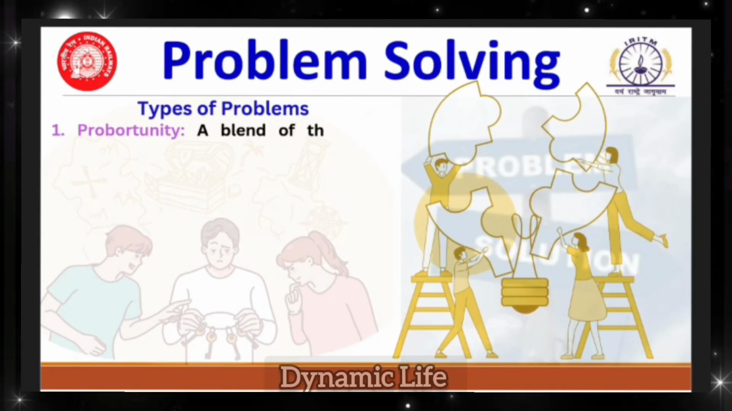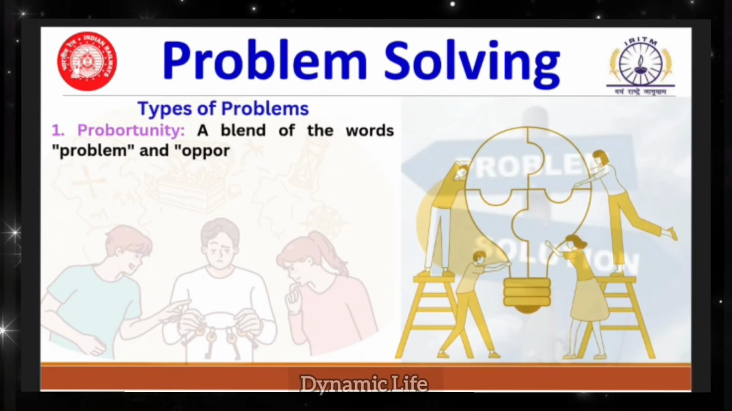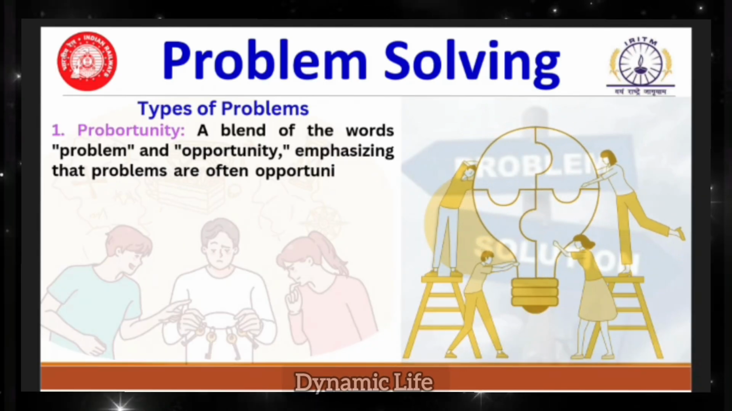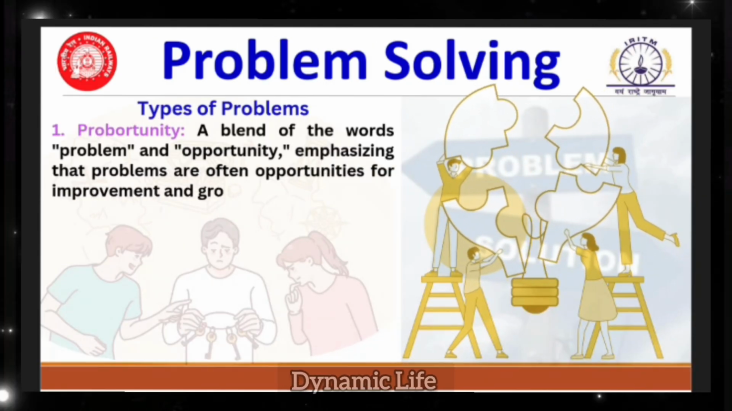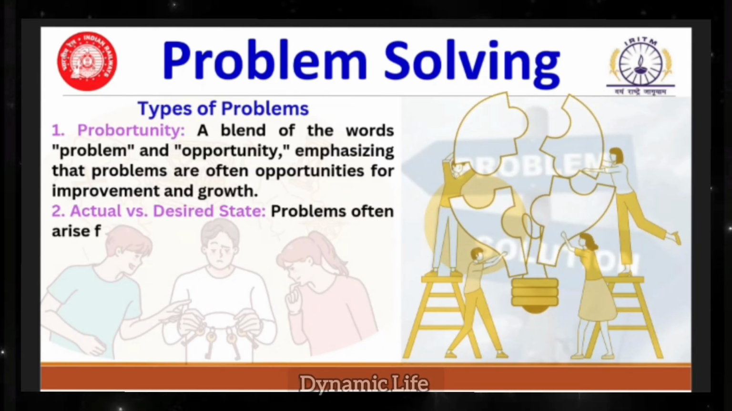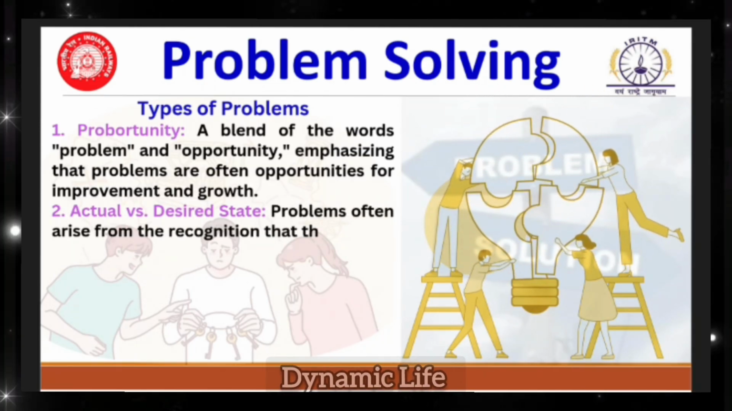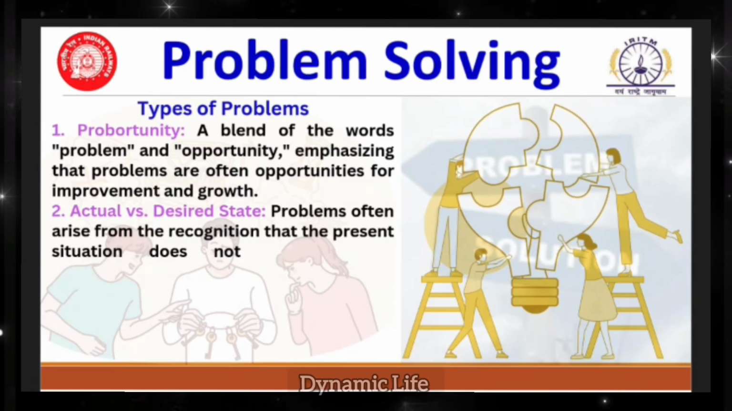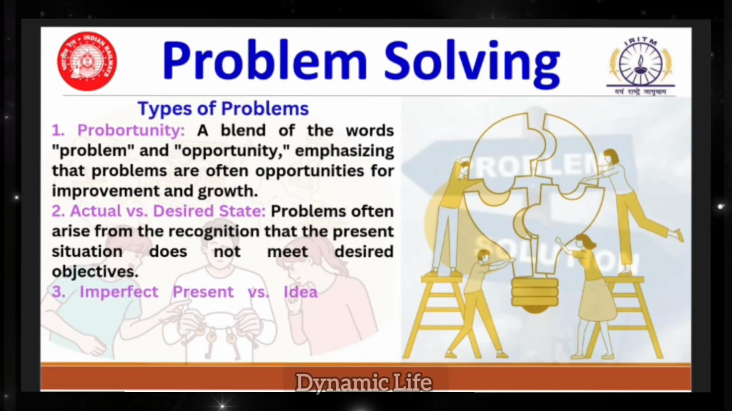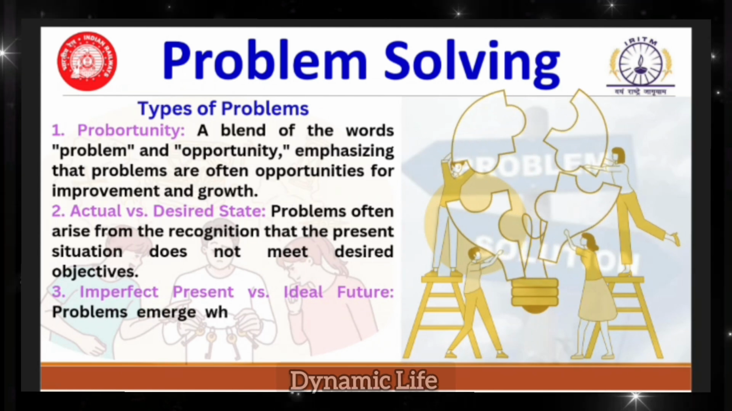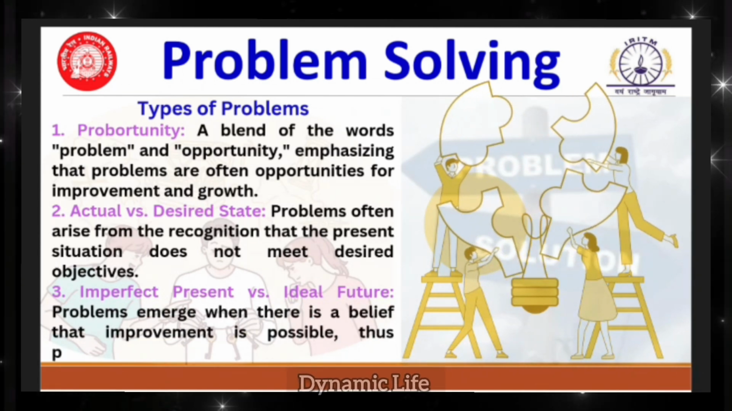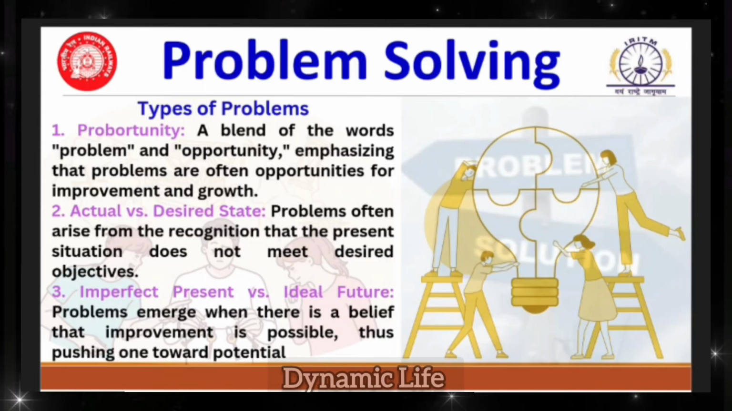Types of problems. 1. Probopportunity, a blend of the words problem and opportunity, emphasizing that problems are often opportunities for improvement and growth. 2. Actual versus desired state, problems often arise from the recognition that the present situation does not meet desired objectives. 3. Imperfect present versus ideal future, problems emerge when there is a belief that improvement is possible, thus pushing one toward potential solutions.